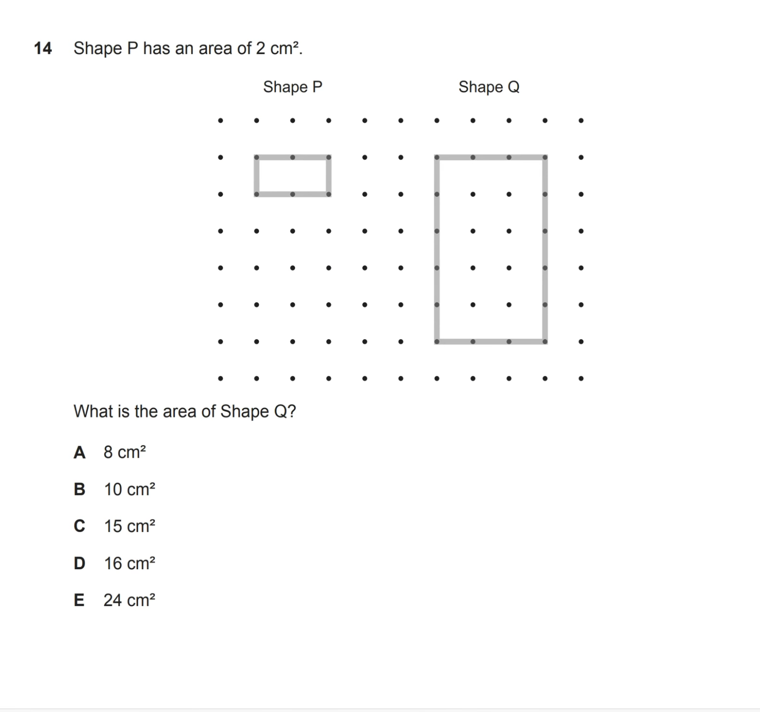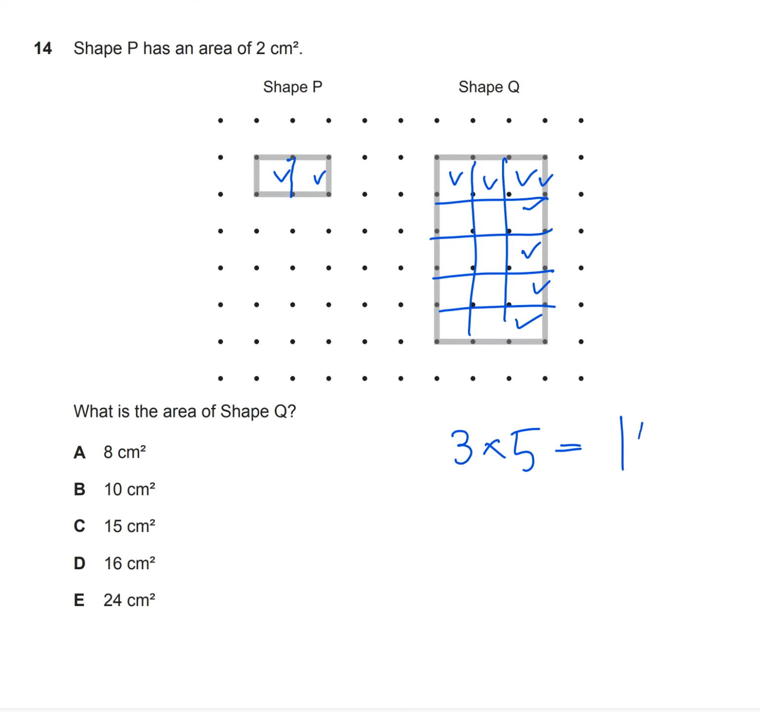All right, 14. Shape P has an area of 2 centimeters squared. So this is 2 centimeters squared, and you can see that by counting 1, 2. What is the area of shape Q? So you can either split up all of the blocks and count them individually, or easier, we can do 3 times 5, by area of a rectangle, and we get 15 square centimeters, which is C.